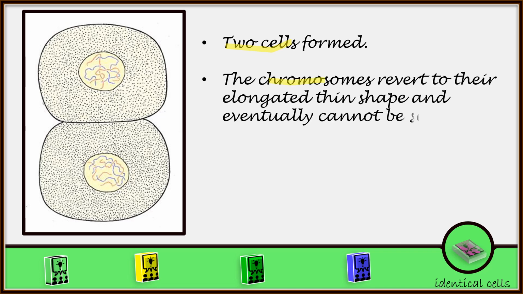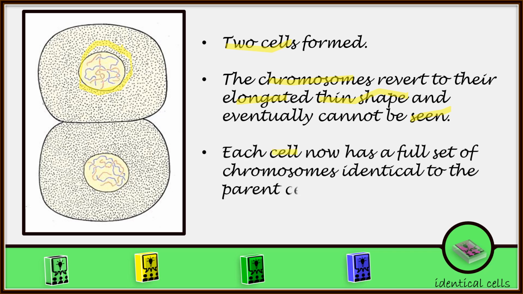Now the chromosomes revert to their elongated thin shape and eventually cannot be seen. So the chromosomes that we have in the nucleus are going to go back to their elongated shape, and they will become very thin, and now they will not be easily seen.